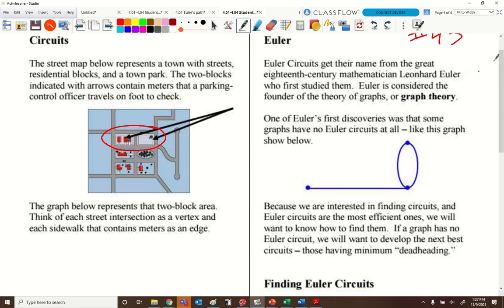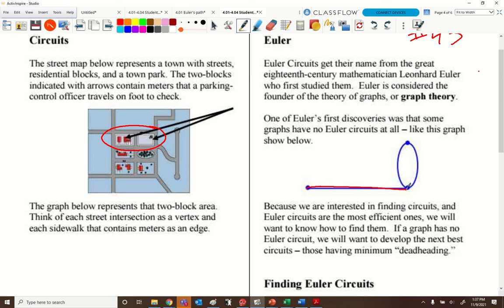Euler circuits get their name from the great 18th century mathematician Leonhard Euler, who first studied them. Euler is considered the founder of the theory of graphs, or graph theory. One of Euler's first discoveries was that some graphs have no Euler circuit at all, like this graph. So this one is not a Euler circuit.